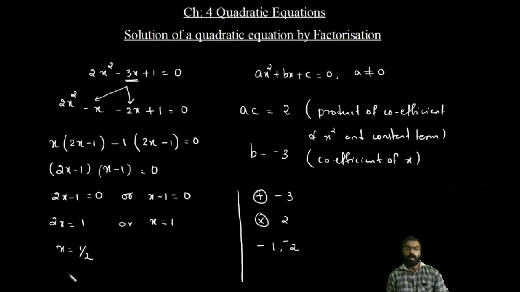So here we can conclude the solutions of the given quadratic equation 2x square minus 3x plus 1 is equal to 0 are 1 by 2 and 1. So these are the roots of the given quadratic equation: x is equal to 1 and x is equal to 1 by 2. Is it clear? Okay, now we move on to exercise 4.2.